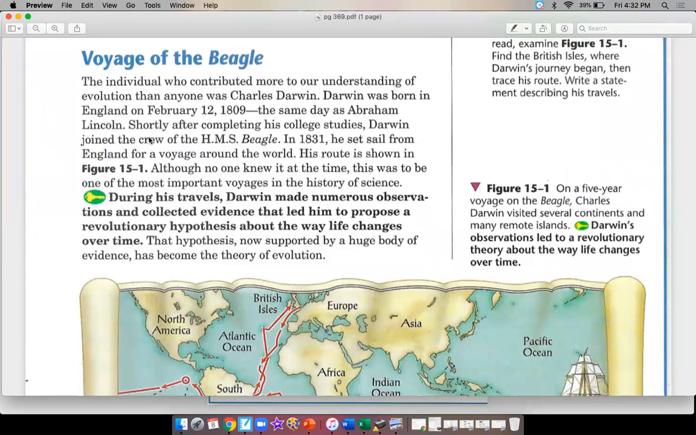All right, the voyage of the Beagle. And we are not talking about a dog, that is the name of a ship. The individual who contributed more to our understanding of evolution than anyone was Charles Darwin. Darwin was born in England on February 12, 1809, the same day as Abraham Lincoln. Shortly after completing his college studies, Darwin joined the crew of the HMS Beagle. In 1831, he set sail from England for a voyage around the world. His route is shown in figure 15-1.